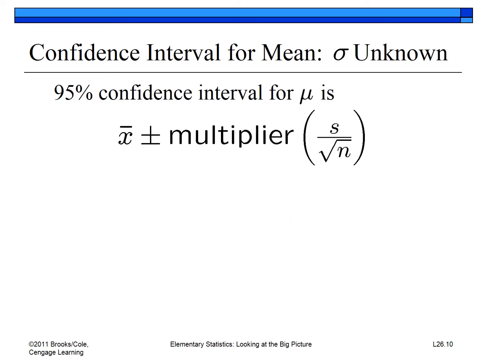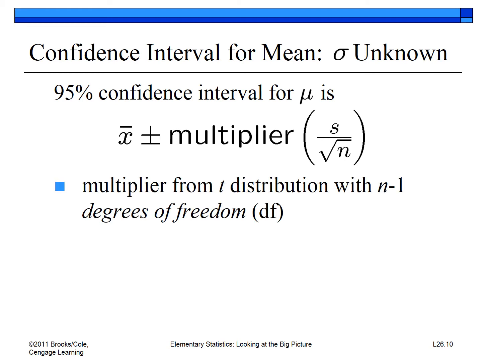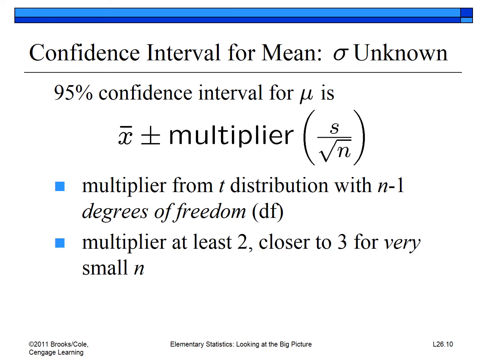For the t distribution, when we don't know sigma, the 95% confidence interval is x bar, that's the sample mean, plus or minus some multiplier times the sample standard deviation over the square root of the sample size. The multiplier comes from the t distribution with n minus 1 degrees of freedom. In general, the multiplier is going to be bigger than 2. Multipliers for t are always bigger than the corresponding multiplier using the z distribution.